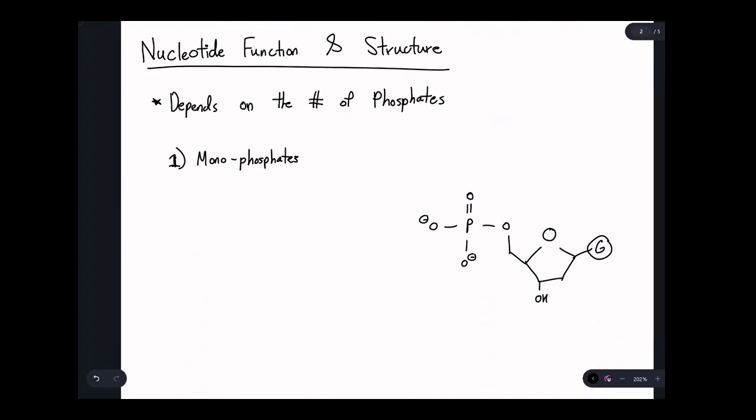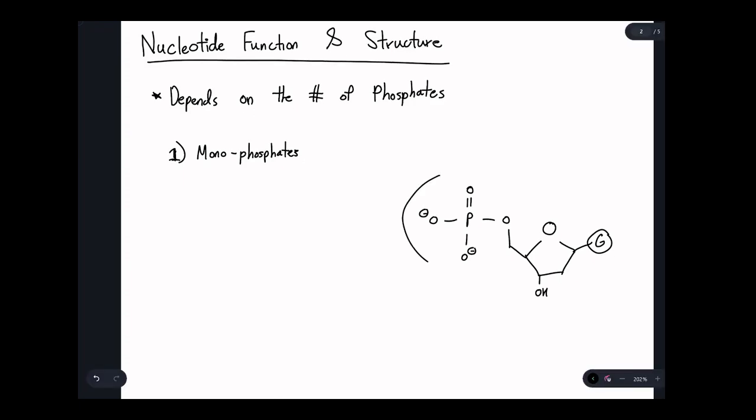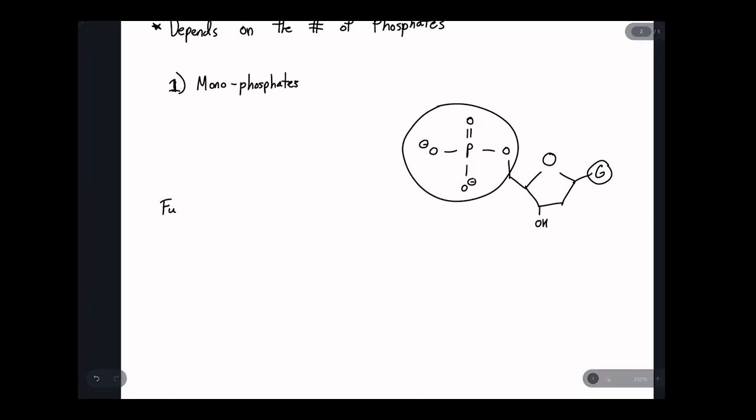Now, looking at the function and structure of these nucleotides, the complete building block of nucleic acids, it depends on the number of phosphates. So monophosphates have a single phosphate group, right? These are typically used, if we think about their function, right? They can just be free floating, so they can be around. So for example, we have ATP, which is adenosine triphosphate, which we'll talk about soon, but there's also something called AMP, adenosine monophosphate, right? Monophosphates are just around.